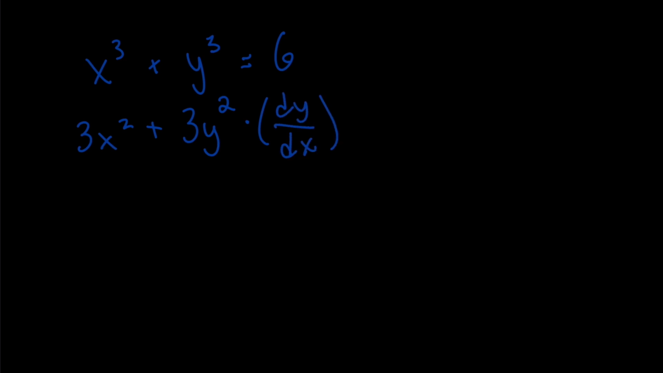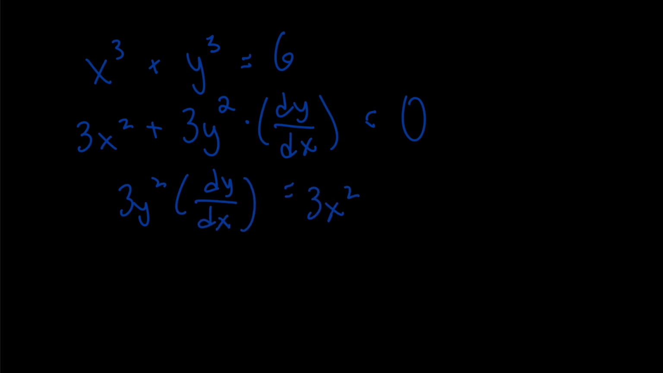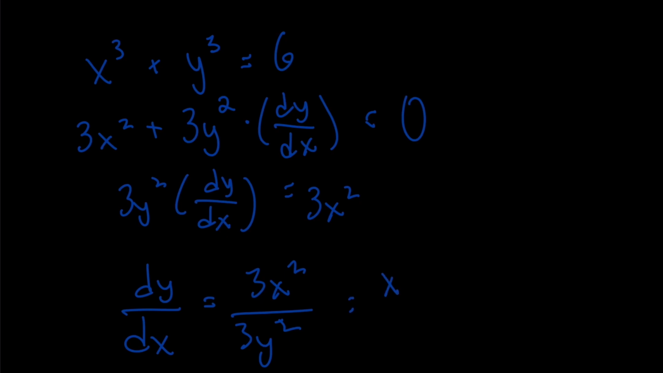function, equals the derivative of a constant, which is just 0. And now you just got to isolate the dy dx. Subtract the 3x squared, so you get 3y squared times dy dx equals negative 3x squared. And then you divide by the 3y squared, so dy dx equals negative 3x squared over 3y squared. And then obviously you can simplify this to negative x squared over y.